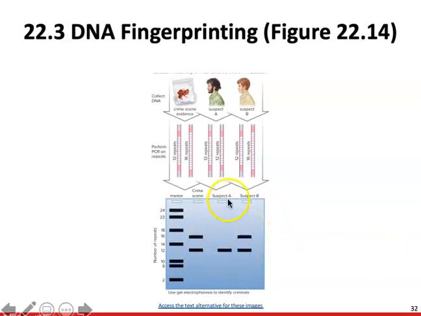That banding pattern of how that DNA separates out is going to be unique to every individual. This is why we call it DNA fingerprinting. It's going to be as unique to an individual as their fingerprint.